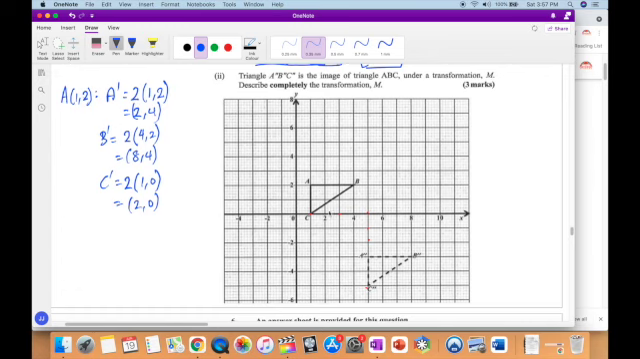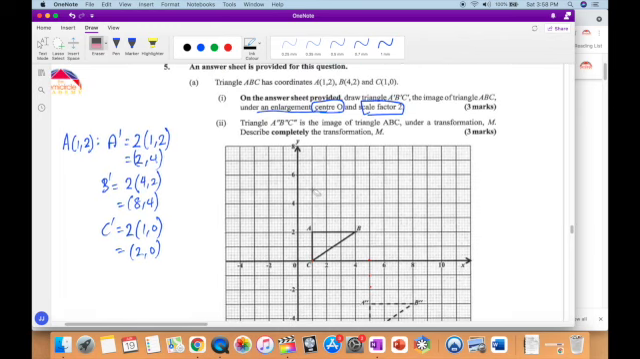So now we have A prime is 2, 4. So that is A prime there. B prime is 8, 4. So that is B prime here. C prime is 2, 0. So that is C prime there. And we can see that this is the enlargement that took place. And it's an enlargement with center O. So we can see that if we connect that and that and that, they all will intersect at that center O there. All right. Any questions on this one?